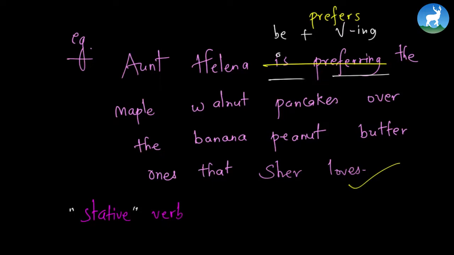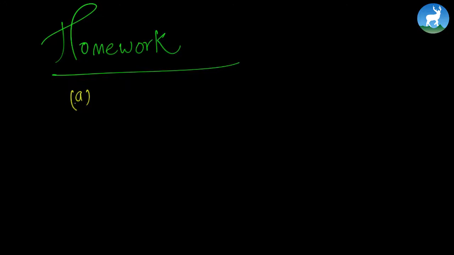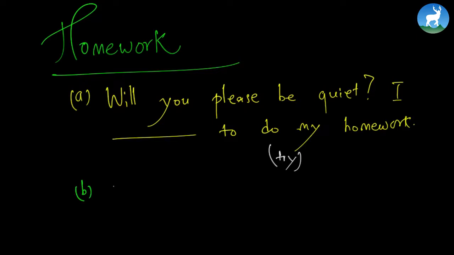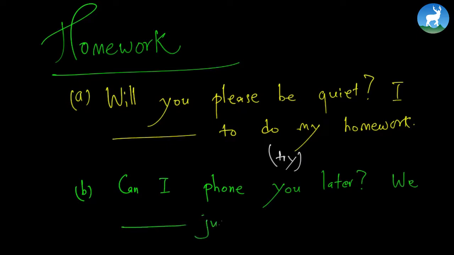Now let me give you some homework. Okay, this is your homework. All you have to do is fill in the blanks. Will you please be quiet? I blank space to do my homework. The tense verb here is try. Let me give you one more example. One more homework question. Can I phone you later? We blank space just blank space our dinner. And the tense verb is have.